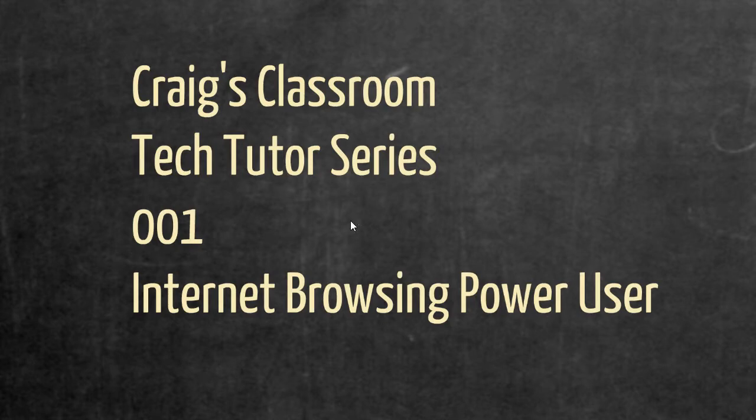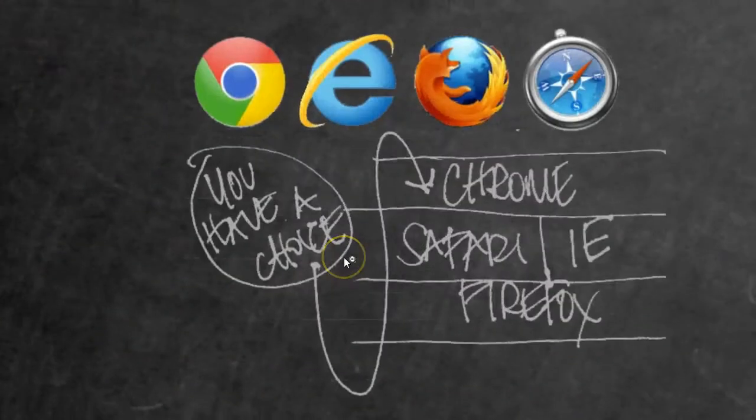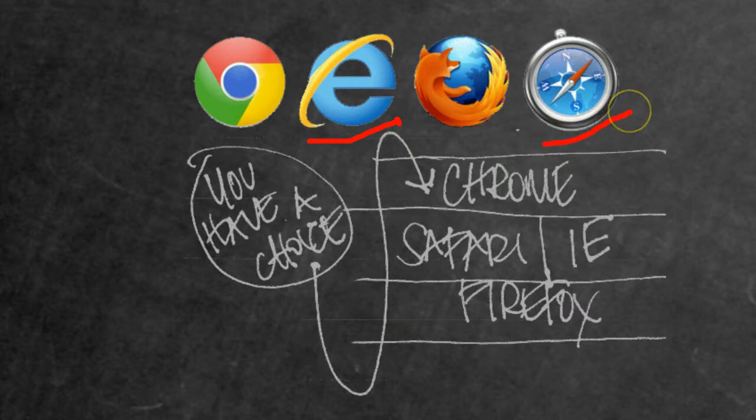But first of all, if we take a look at the experience of internet browsing, it's the internet browser, and we really have four different choices. Depending on the operating system that you work in, you might be working in Microsoft Windows, and so Internet Explorer might be the browser that you're most familiar with, just because that's the default browser. If you're a Mac user, you might be most familiar with Safari, because that's the default browser in Mac.